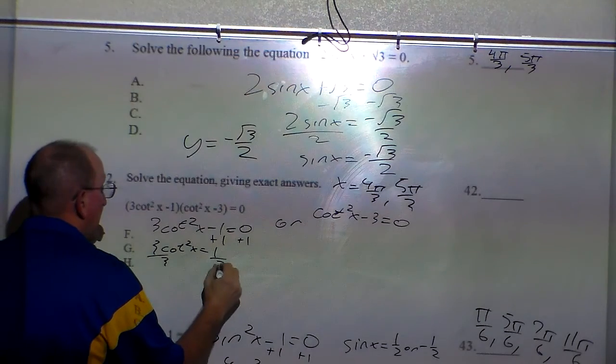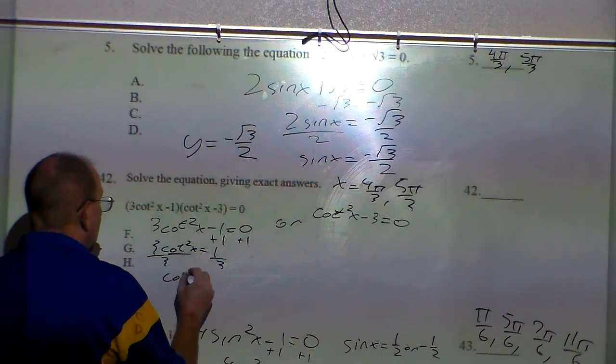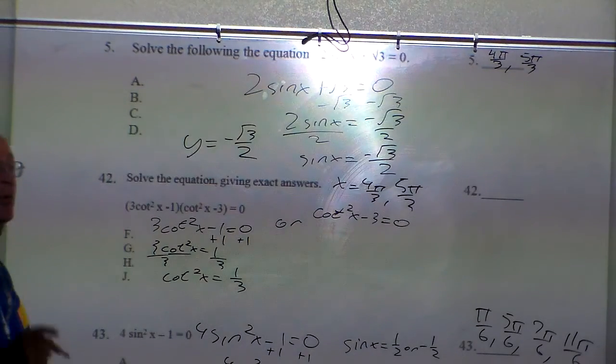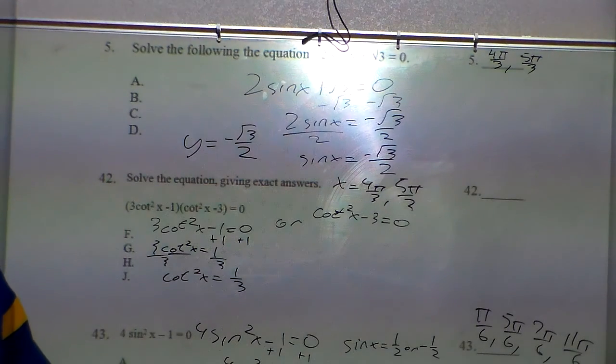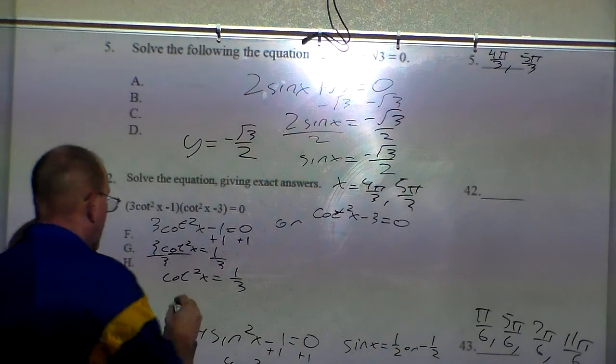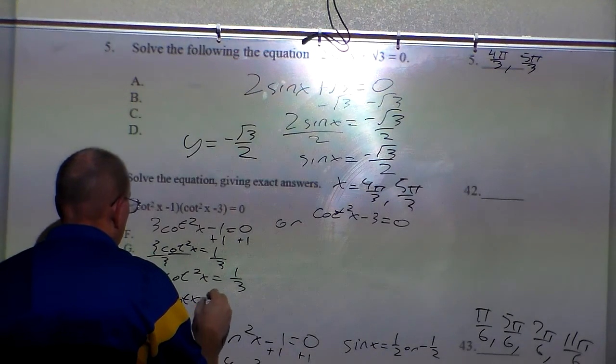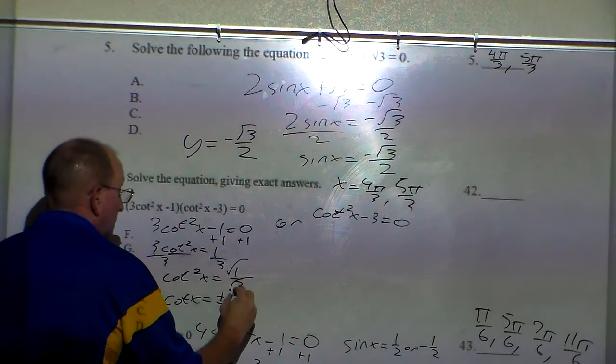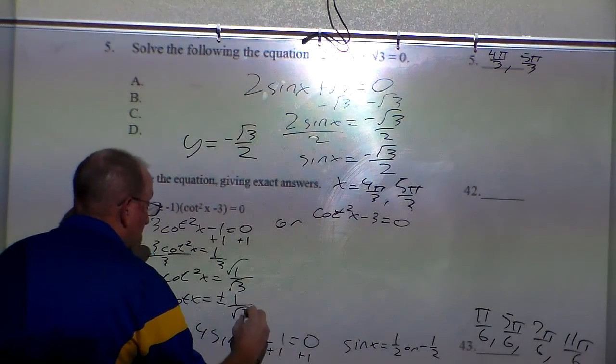So that gives you cotangent squared x equals 1/3. And here's where people will mess up. Now you have to take the square root. So cotangent x will be plus or minus the square root of 1, which is 1 over square root of 3.